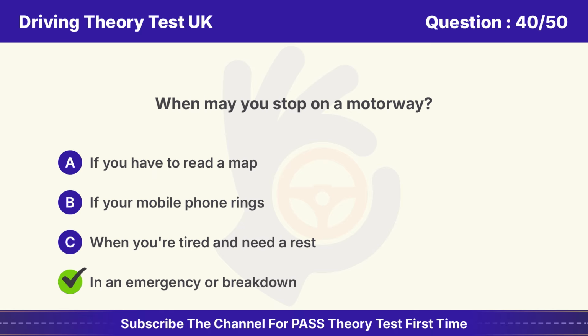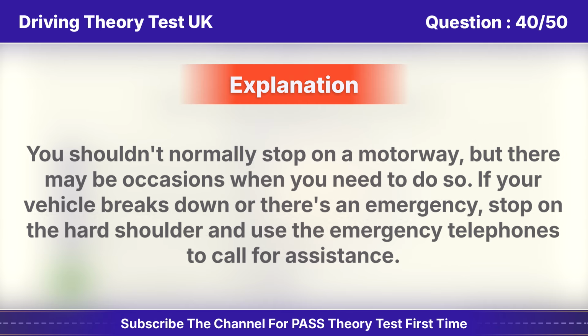Answer is D. In an emergency or breakdown. You shouldn't normally stop on a motorway, but there may be occasions when you need to do so. If your vehicle breaks down or there's an emergency, stop on the hard shoulder and use the emergency telephones to call for assistance.